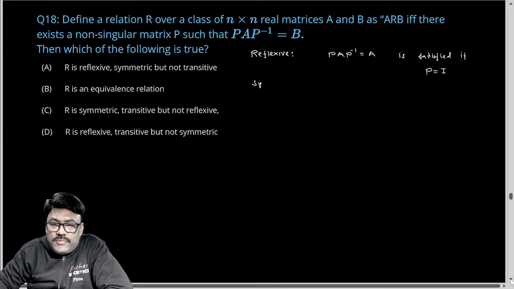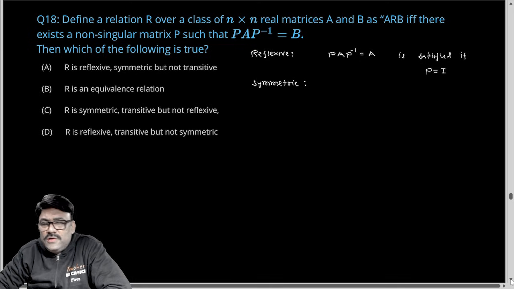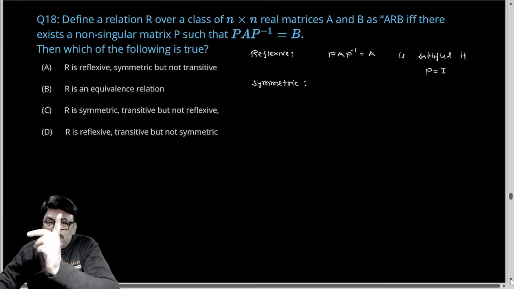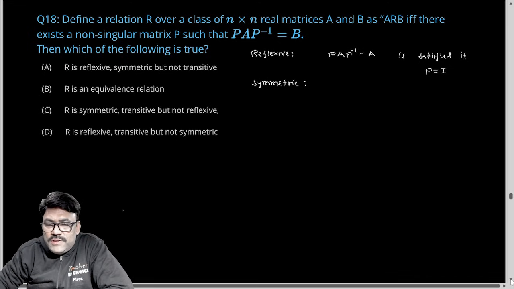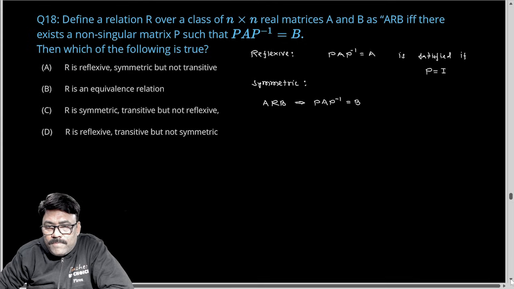Now let's check whether it is symmetric or not. For symmetry, if A is related with B, then B should also be related with A. Right? So see, A is related with B. This implies P A P inverse is equal to B. Now I can write it as P A is equal to B P. Just multiply both sides by P from the right side.